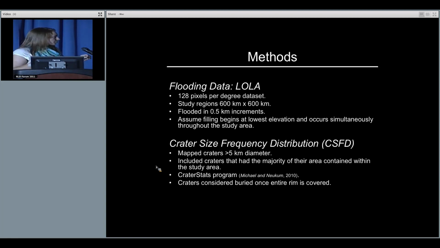And then another assumption that we made was that these craters were disappearing from the crater size frequency distribution once their entire rim had been buried, which, if you're working in the opposite direction on this problem on a planetary surface, you might not consider some of these remaining craters to actually be there because you're seeing a knob or something that's just sticking up through the mare material.